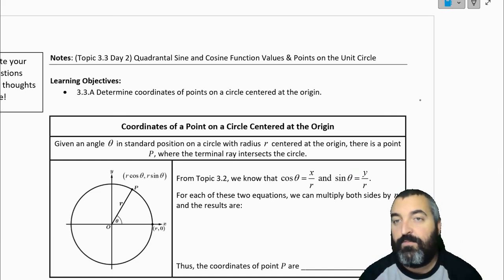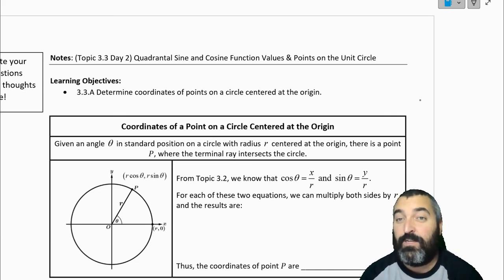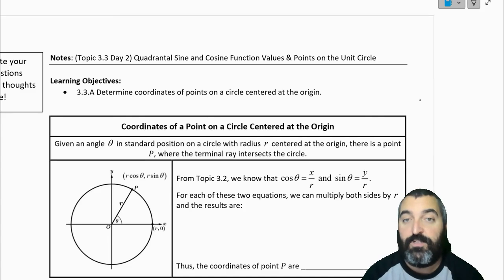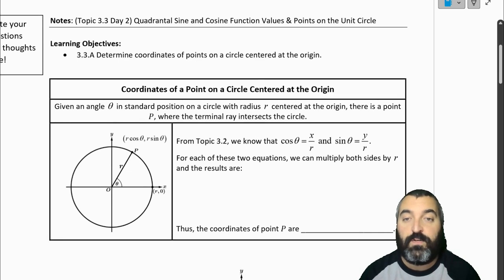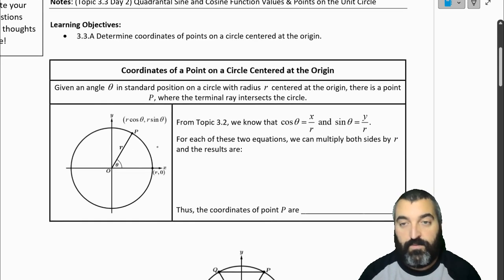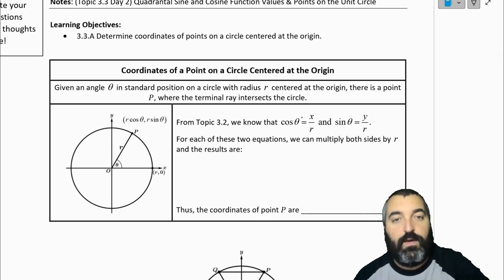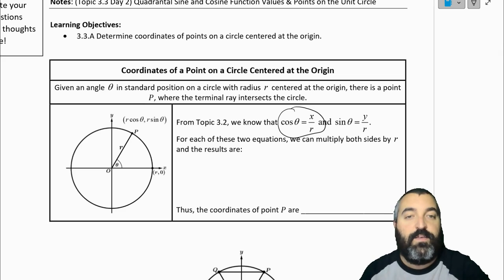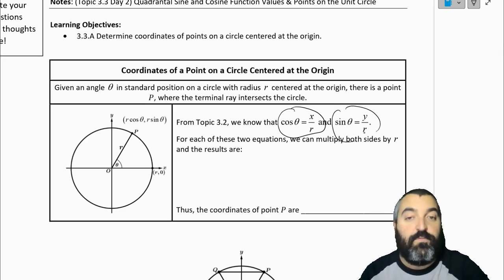Today we are talking topic 3.3 again, but this time we are focusing in on the quadrantal sine and cosine function values. This builds off a little bit of what we talked about in 3.2, which is that if we have our angle, we can draw a circle, and where it intersects will tell us this coordinate point. And again, we recall from 3.2 that cosine of theta is equal to x over r, and sine of theta is equal to y over r.